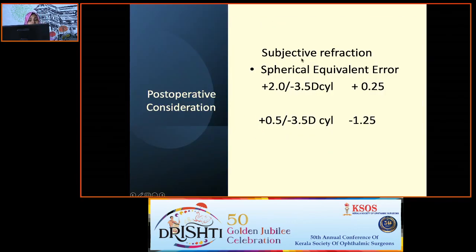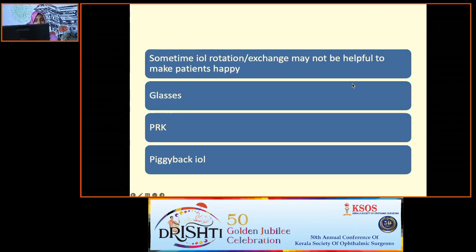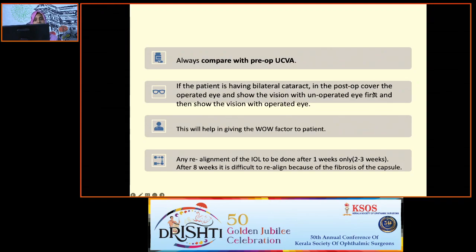Then what is the importance of subjective refraction? We can calculate the spherical equivalent error. Here the spherical equivalent error is 0.25. If it is more than 1 diopter only, we have to do an IOL exchange. Otherwise, rotation is always preferable. Sometimes IOL rotation or exchange may not be helpful to make patients happy. Glasses, PRK, or a piggyback IOL may be needed.